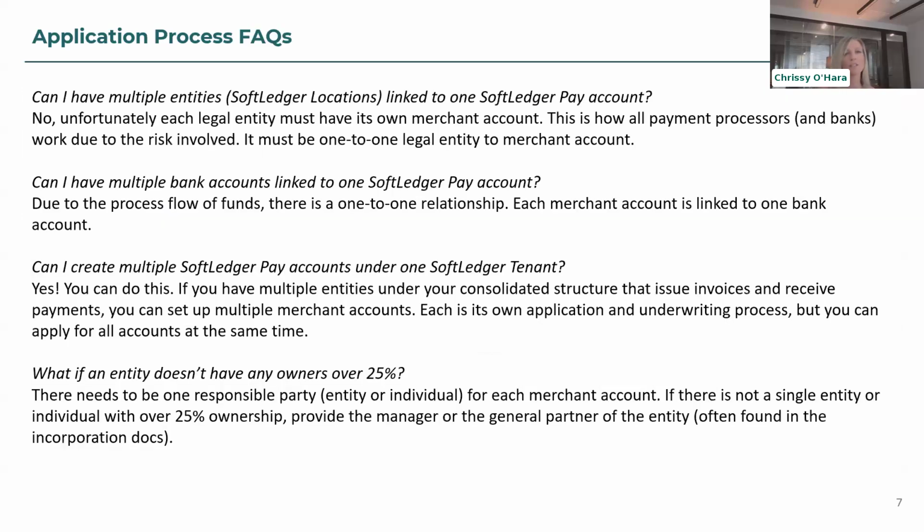They need to have one decision maker on the application. A lot of times that comes in the form of a managing member if you're an LLC or a general partner if you're a partnership. If you're not sure who to put or what entity to put, I would just consult your legal or compliance department at your company. But again, they will need one, even though obviously a lot of companies don't have a single owner that owns over 25%.